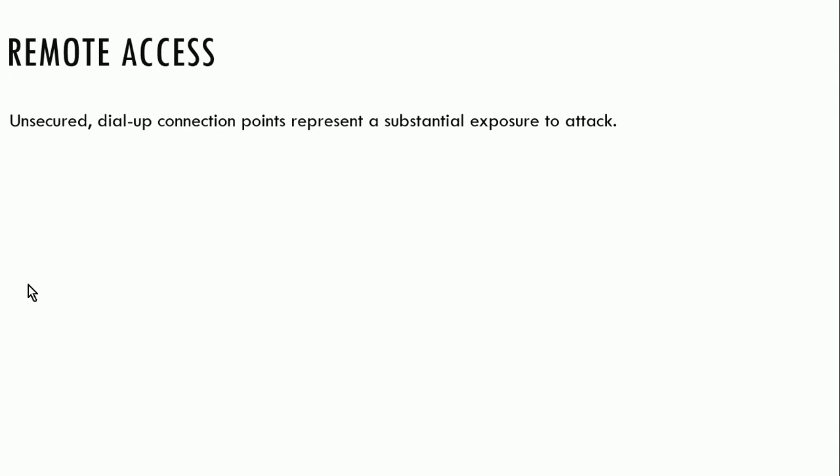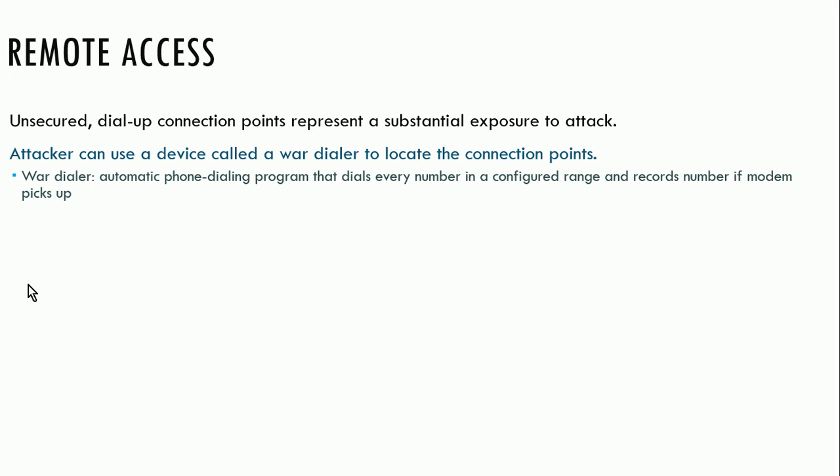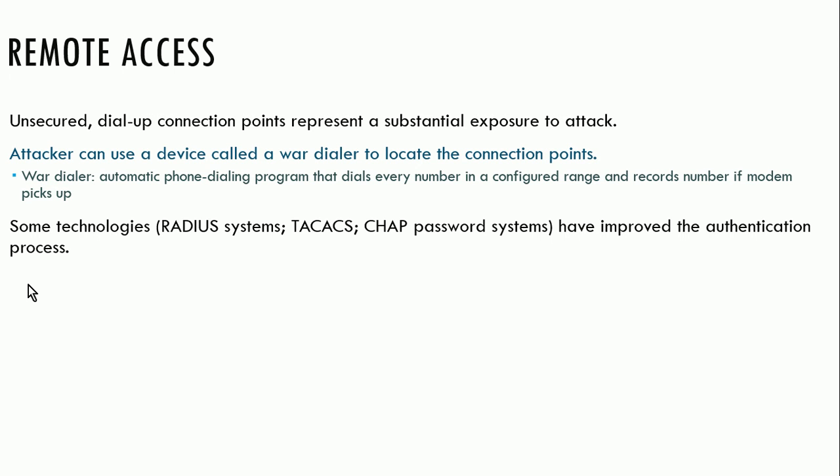So remote access could be unsecured. Dial-up connection points represent a substantial exposure to attack. For example, an attacker can use a device called a war dialer to locate connection points. So they can just dial over and over again, trying to find them. We talked a little bit about that in attacks. I talk about that in more detail in IT Security 2. We talk about some of these different network attack methods, and one of them is just dialing up modems to try to get access to something. And a variation on that is trying to connect to IP addresses to try to attack a network. So trying to see what's available for connection via IP address, because again, most people don't use dial-up anymore.